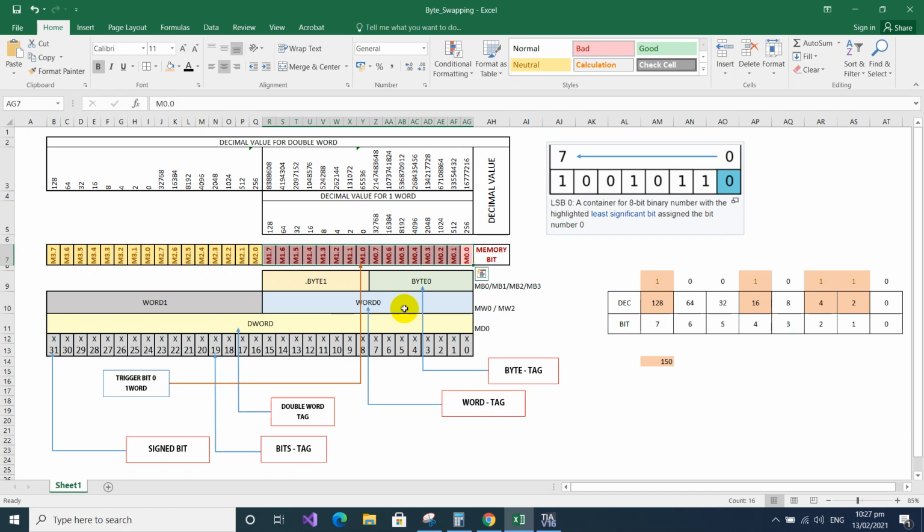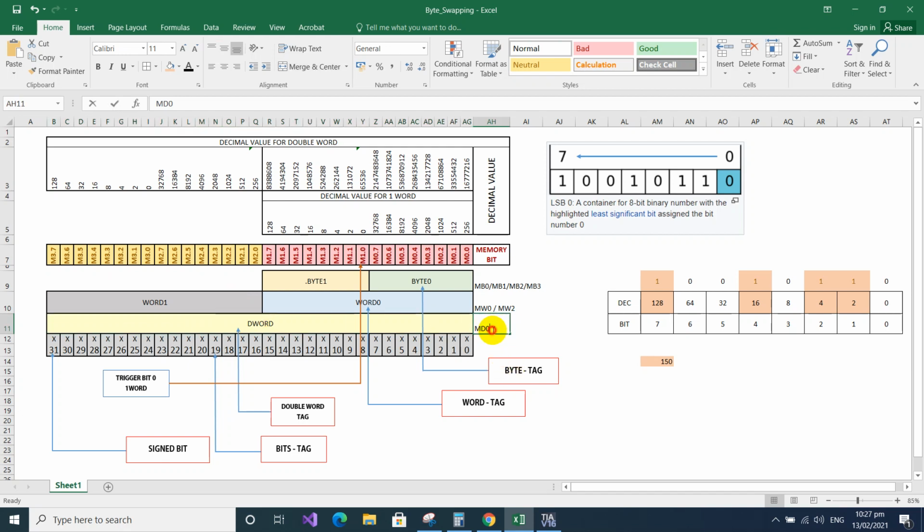Okay? Understand? What if I'm using double word? If you are using memory, it will be like this: MD0. MD0, this is the address. Start with this address. As we all know, double word comprises 32 bits, right? So from M0.0 to M3.7. So these are the bits that comprise this double word value.